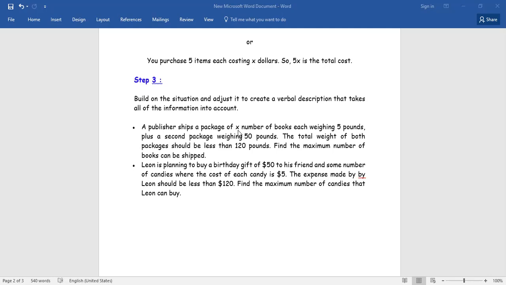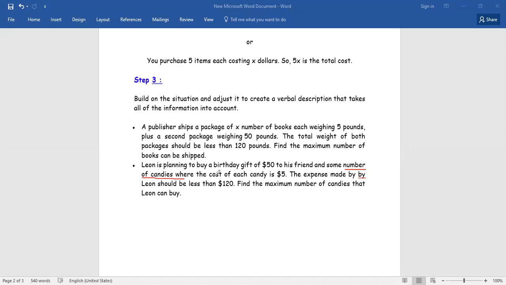Grade 7, understood? Yes. We can write another example. Leon is planning to buy a birthday gift of $50 for his friend and some number of candies, where the cost of each candy is $5. Now in this case, x stands for what? In this situation, x stands for what? Number of candies.